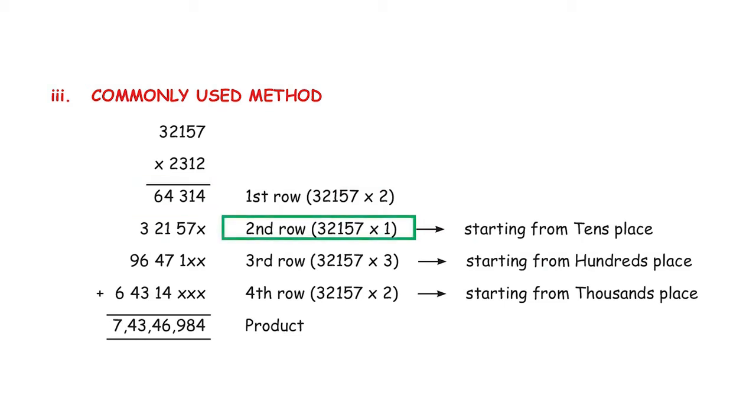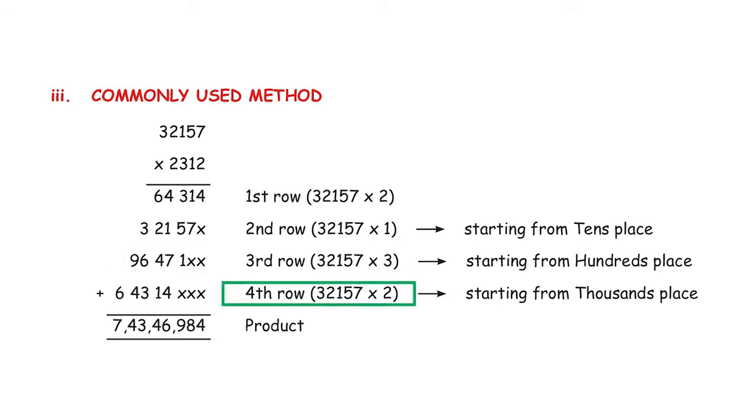Here you can multiply 32157 into 1. But you need to write the answer starting from tens place. So you cross out the ones place. And the answer is 32157. The reason you crossed it out is because you're crossing out the ones place. The third row, you start from the hundreds place. So you cross out the ones and tens place. So the third row, you need to multiply 32157 into 3. You get 96471. And the fourth row, you have to multiply 32157 into 2.